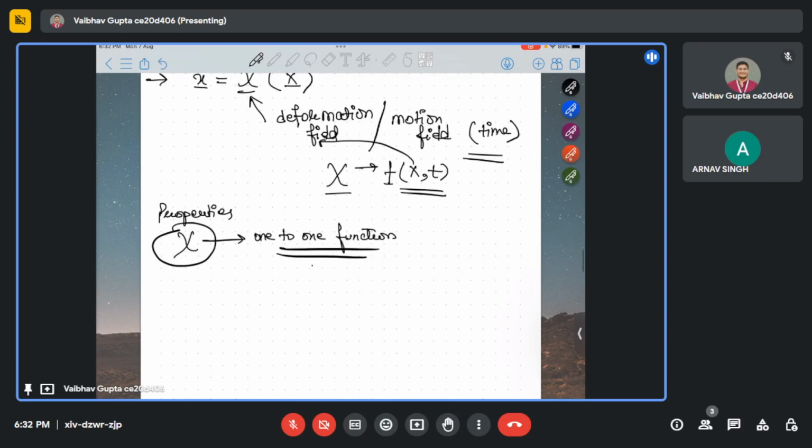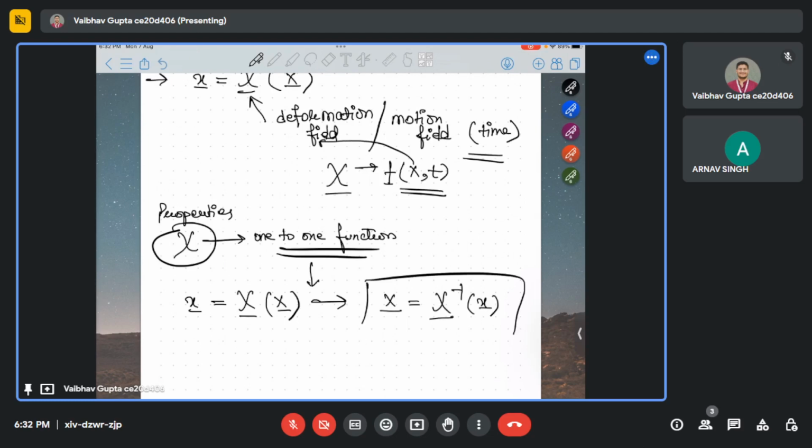So the property of a one-to-one function is, if a function is one-to-one, we can take an inverse also. So now here, if small x is related to capital X like this, we can relate capital X to small x with the inverse of this. Because it's a one-to-one function, it gives us the liberty to do this thing.